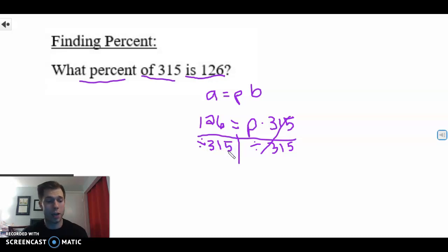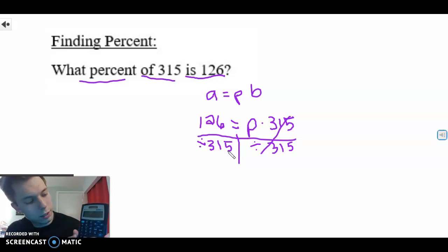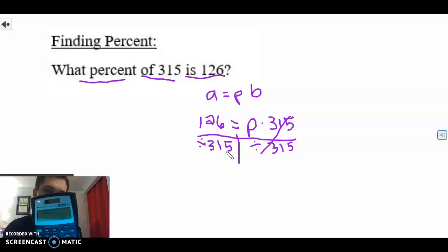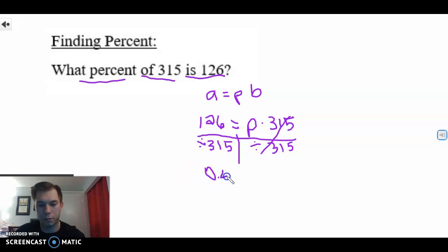This is where you can take your calculator again, and you would have 126 divided by 315, and you're going to get a decimal number that looks like 0.4. Okay. I'll write that below, 0.4. Now we wanted the percent. This isn't written as a percent, it's written as a decimal. So in order to get this as a percent, we have to now convert our decimal to a percent.